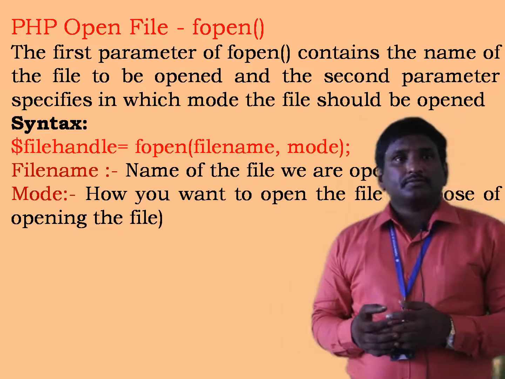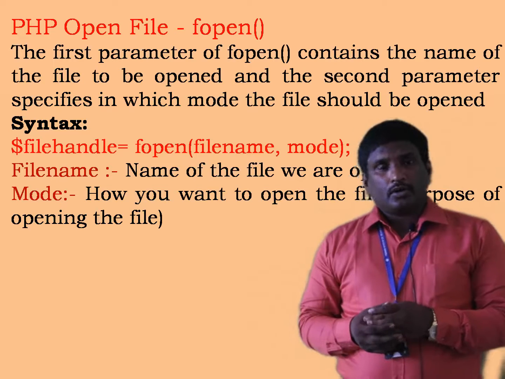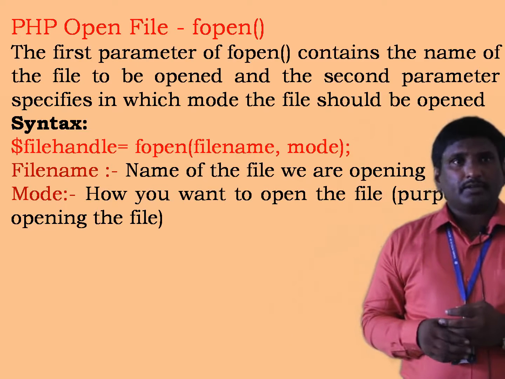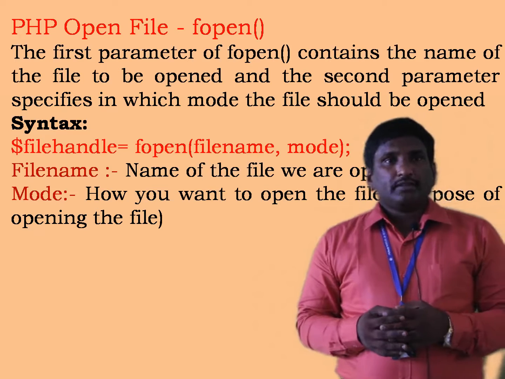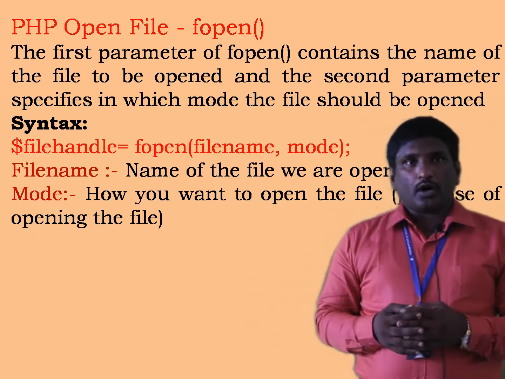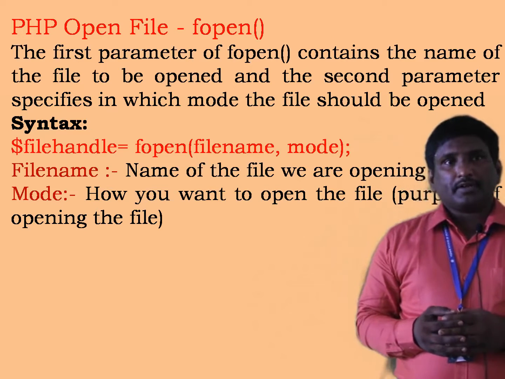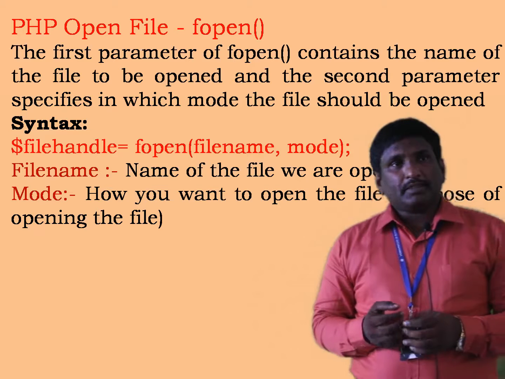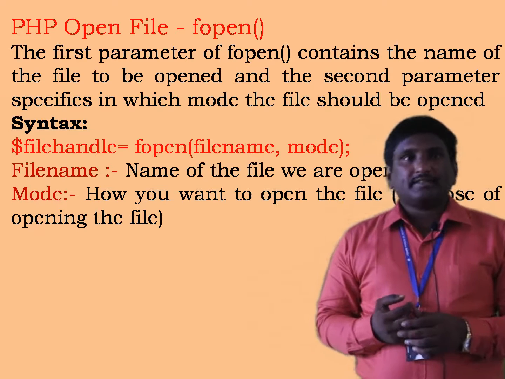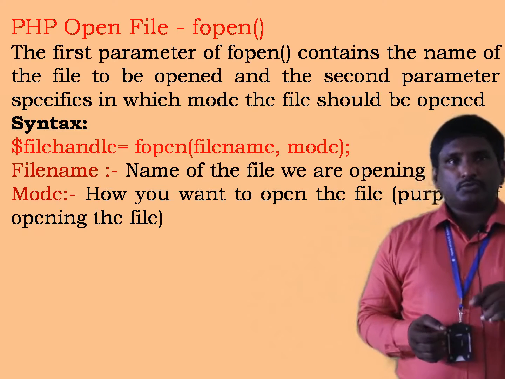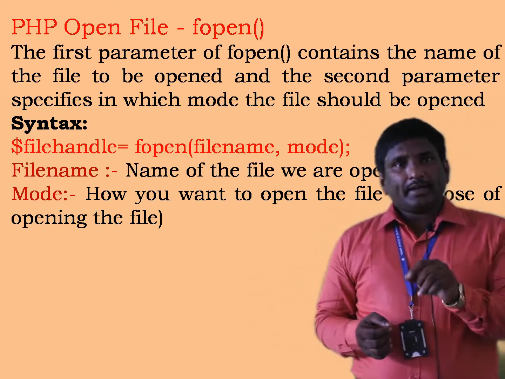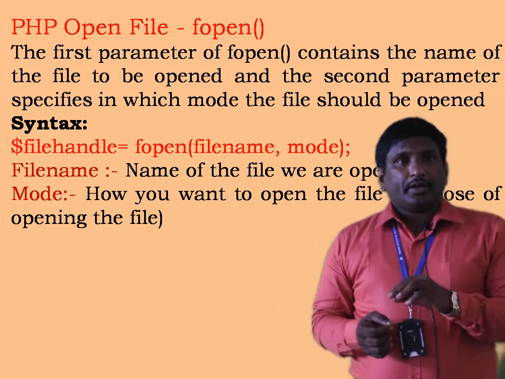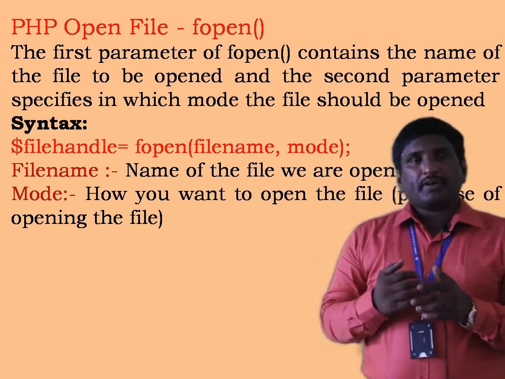Next, in order to open a file in PHP, there is a function called fopen. fopen has two arguments. The first parameter of fopen contains the name of the file to be opened, and the second parameter specifies in which mode the file should be opened. Mode means either read, write, or read and write.